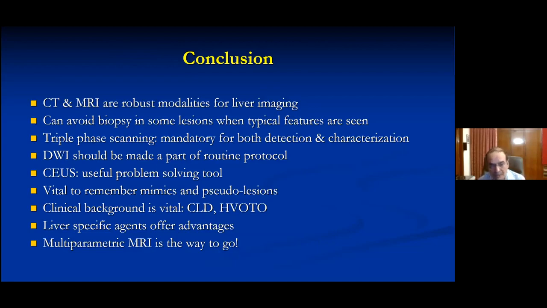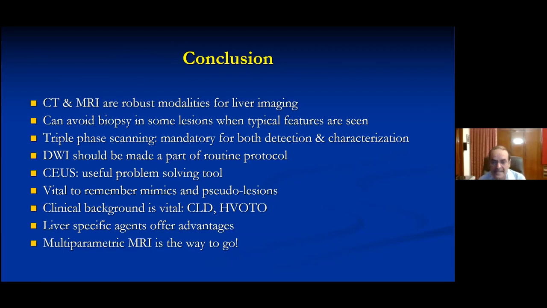What is the best tool for evaluating a liver lesion? By all means, it is a multi-phase MRI. If for logistic reasons or for fiscal reasons you need to resort to a CT, then a multi-phase CT is the next best substitute. Contrast-enhanced ultrasound is a good problem-solving tool after you have done a CT and you're left with an equivocal imaging finding.